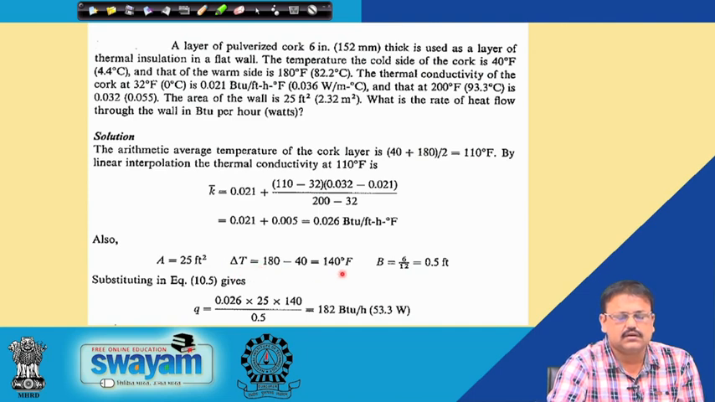The area is given here as 25 square feet. Delta T is 180 minus 40 degree Fahrenheit, so this is 140 degree Fahrenheit, and the thickness b is 6 inch, so this is 0.5 feet. Putting it into the equation, it comes to 182 BTU per hour.